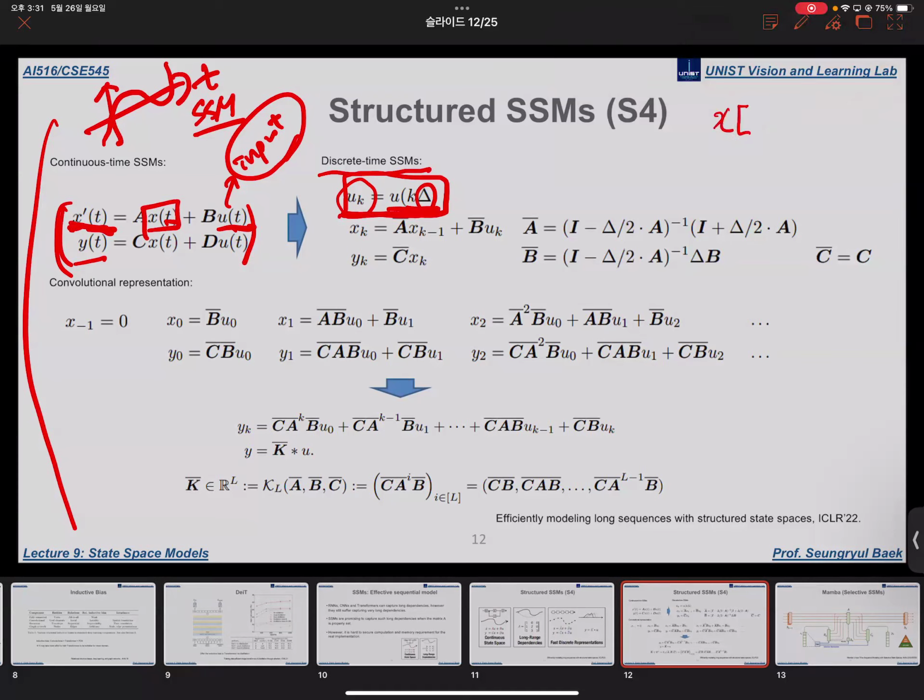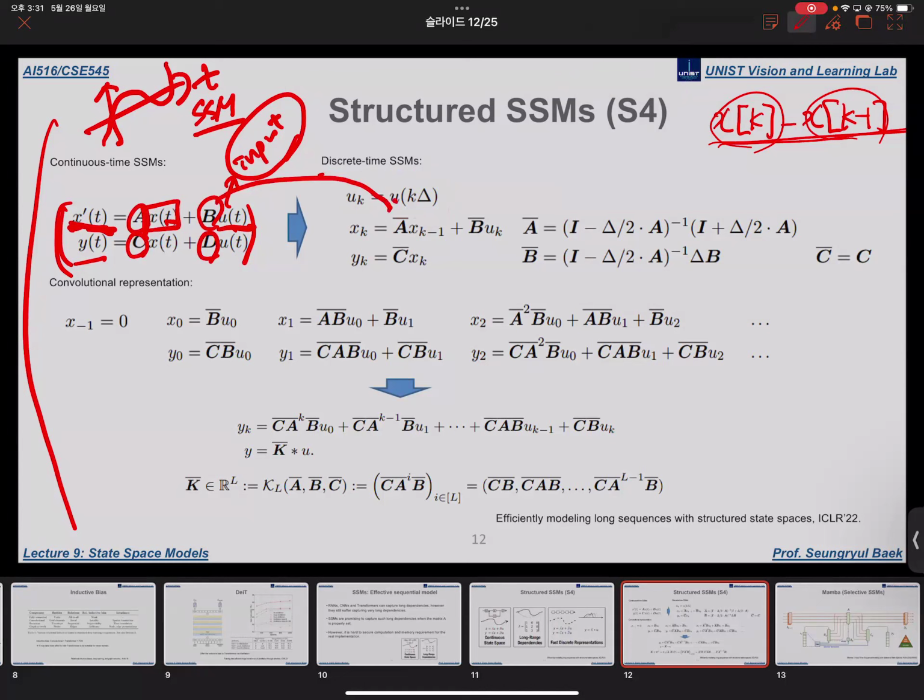When it is discretized, the differentiation also could be like this. Just the difference between the consecutive signals can be the differentiation in discretized signals. And also the A matrix, B matrix, and others, those continuous matrices also have to be like this to sample some continuous matrices.